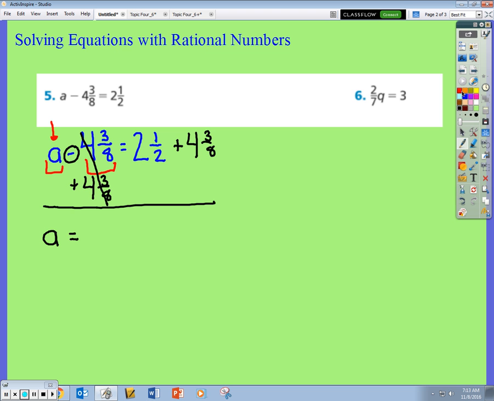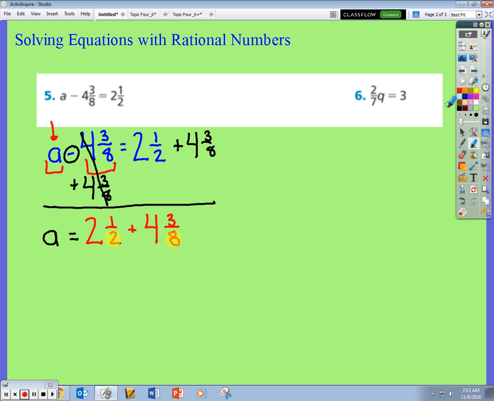Now we have 2 1/2 plus 4 3/8. First thing I notice is the denominators for these two mixed numbers are different. We have halves and eighths. I need to ask myself, what is the least common multiple of 2 and 8?